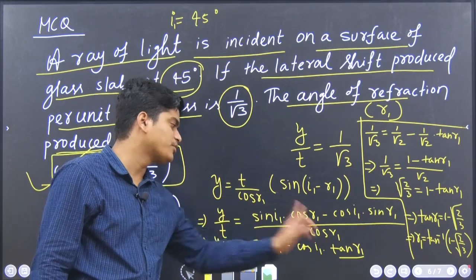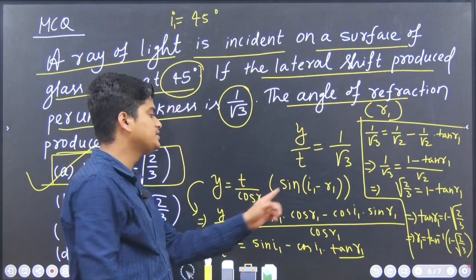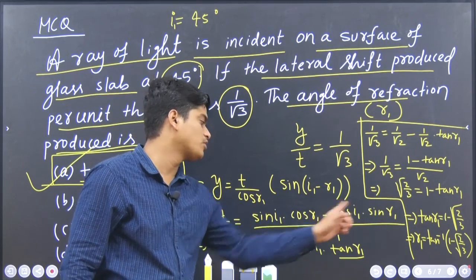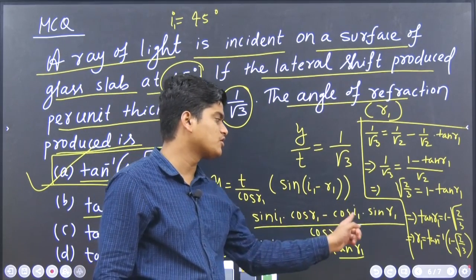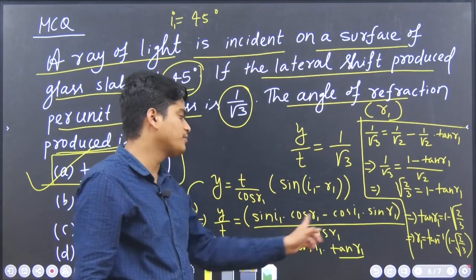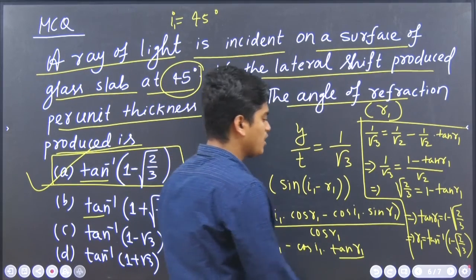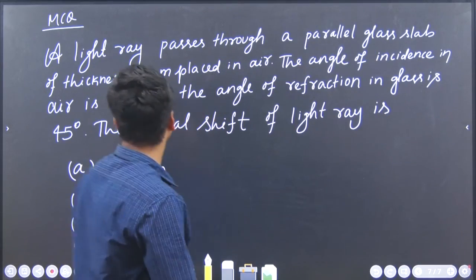Either you can use this formula directly, or you can derive it from sin(A minus B) formula: sin A cos B minus cos A sin B. After that you can divide by cos R1, and it becomes sin I1 minus cos I1 into tan R1. Okay, I will go to the next question.